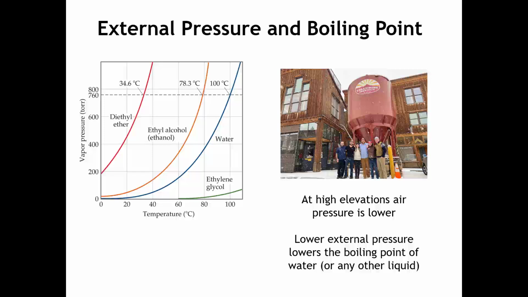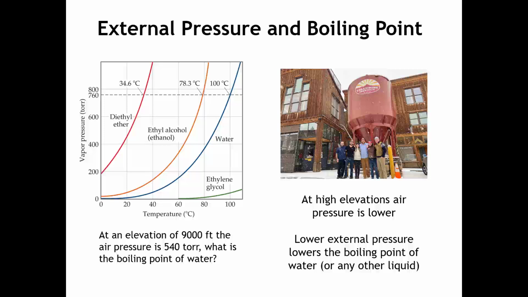But the temperature at which boiling occurs is going to be different in Telluride than it would be in Columbus. How much different? Well, when you go to higher elevations, because there's less of this big column of atmosphere pushing down on you, the pressure goes down. And at 9,000 feet, which is roughly the altitude there, the air pressure is only 540 torr, right? Only maybe about 3/4 of an atmosphere.